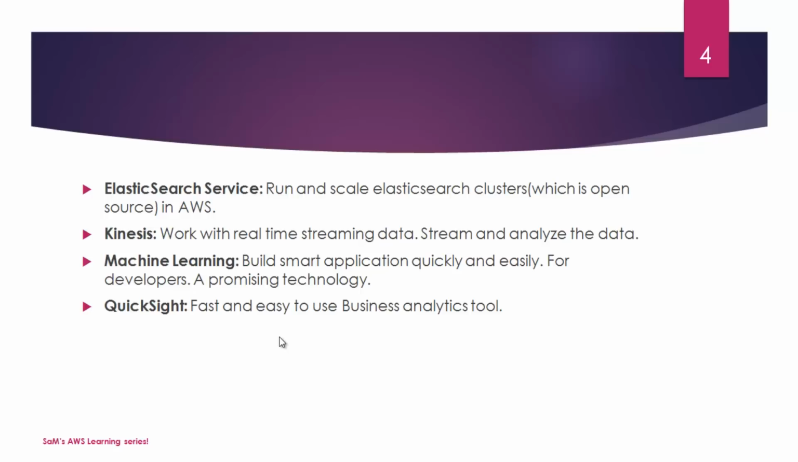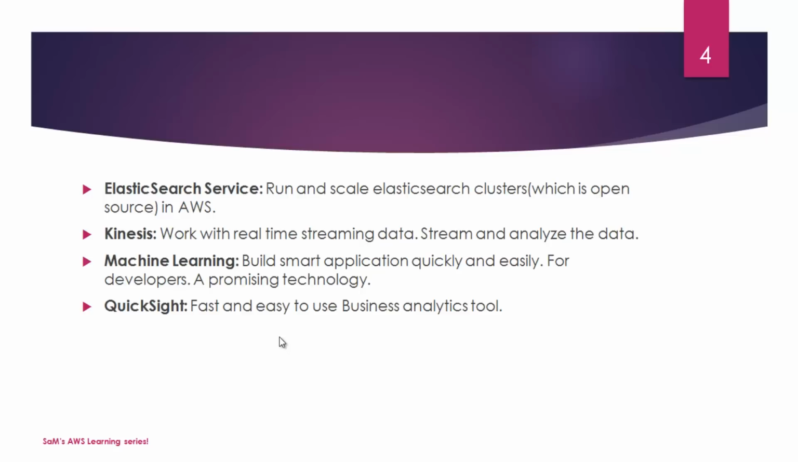We have something called as Kinesis. So work with the real-time data, streaming data, stream and analyze the real-time data. For that purpose, you can use Kinesis service. We have something called as machine learning. You know it, right? This is one of the hot and happening areas in IT right now. You get to build smart applications quickly and very easily, and Amazon offers this service to developers, and it's a promising technology, you could say.